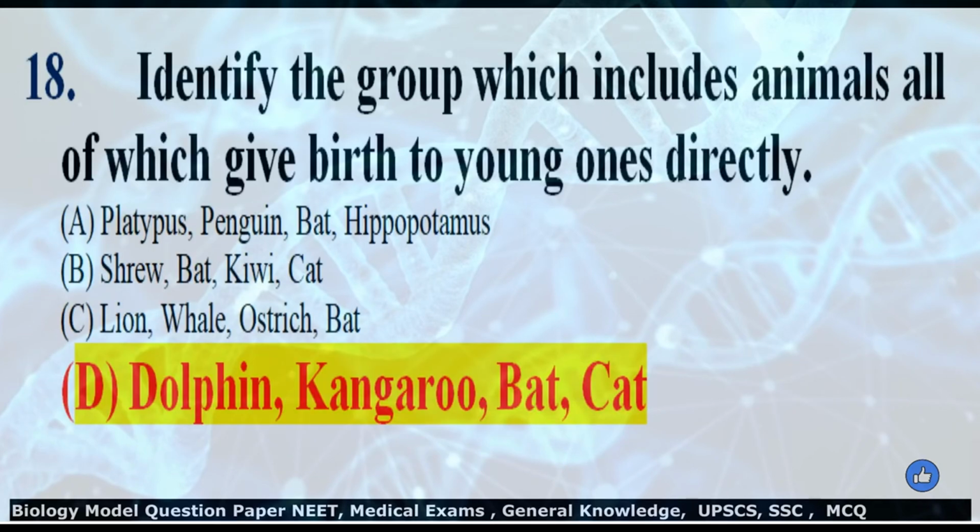Question number 18. Identify the group which includes animals, all of which give birth to young ones directly. Answer D. Dolphin, kangaroo, bat, cat.